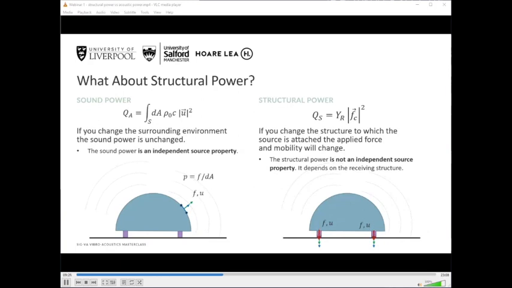Now on the right, we have the structure-borne case. Depending on the application, the machine might be connected to different receiving structures, for example a heavyweight or lightweight floor. Because the structural power depends on the receiver mobility, we will get a different level for these two cases. So structural power is not an independent source property.